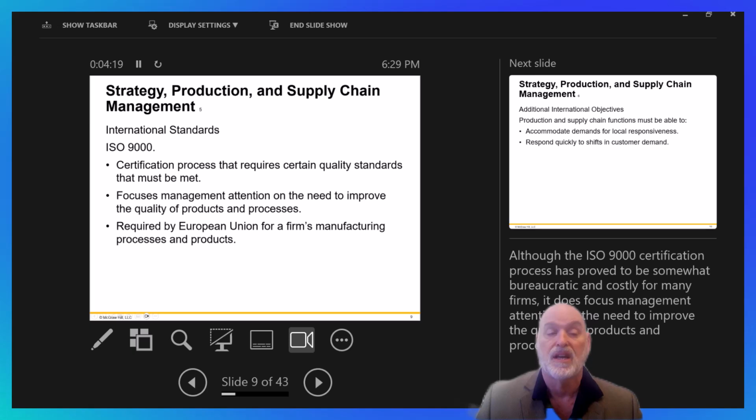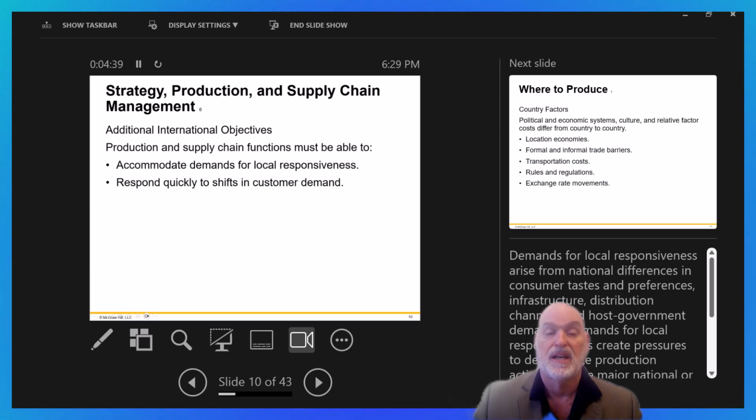There's also something called International Standards, ISO 9000. It's a certification process that requires certain quality standards that must be met. It focuses management attention on the need to improve the quality of products and processes, and is required by the European Union for firms' manufacturing processes and products. Additional international objectives include production and supply chain functions that must be able to accommodate demand for local responsiveness and respond quickly to shifts in customer demand.